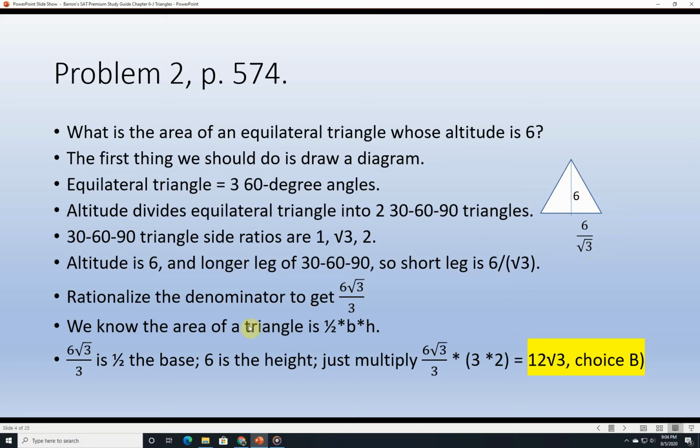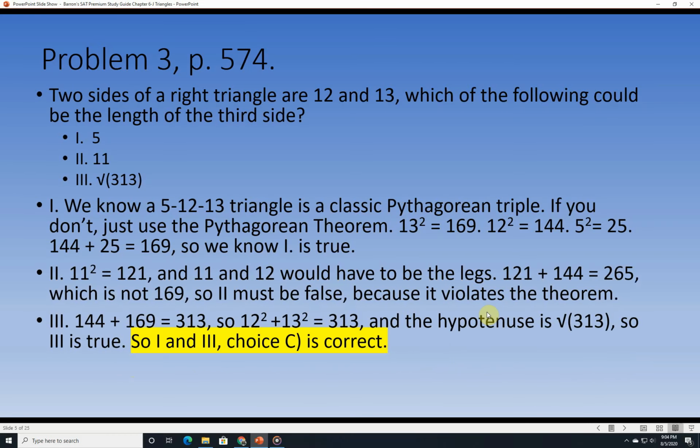So we know that the area of a triangle is 1/2 times base times height. So 6 root 3 over 3 is half the base, 6 is the height. So we can just factor out the 1/2 and just go 6 root 3 over 3 times 6, which is 3 times 2. It's always good to factor it, so this 3 and this 3 that came from the 6, those cancel out, so you get 6 times 2 times root 3, which of course is 12 root 3, which is choice B.